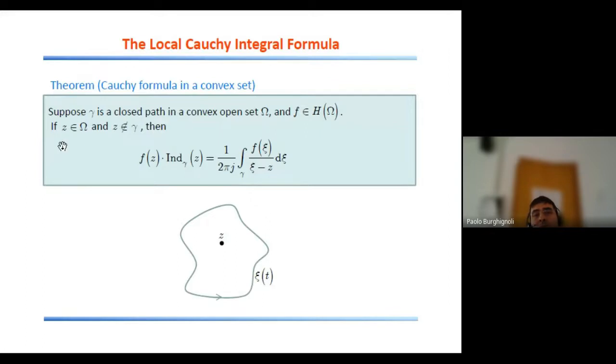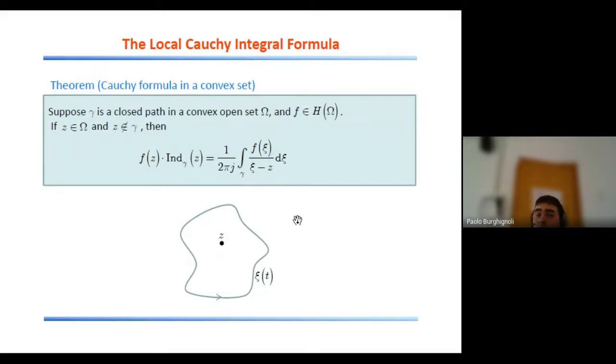Then if z is any point in omega, which does not belong to gamma, as in the example you can see at the bottom of this slide, where the point z is in the interior of the curve, then what happens is that the function f at the point z times the index of z with respect to the curve gamma is equal to the right-hand side, which is 1 divided by 2 pi j times the integral of the function itself, f, now evaluated on xi, divided by xi minus z, and the integration is performed with respect to xi.